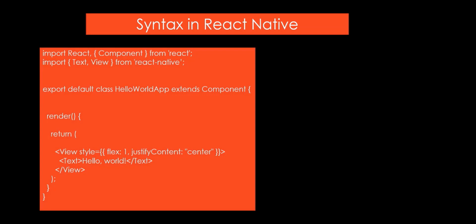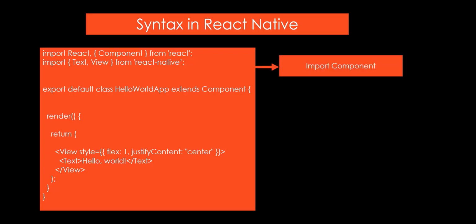Now let's see the syntax in React Native. Here I have written the hello world program. In the first two lines, I import React and Component from React, and import Text and View from React Native. I'm importing these things from the packages of React and React Native. For creating a class component, this is mandatory. We have to import Component, then extend our class with that Component. After that, export default class HelloWorldApp extends Component. Here I'm creating a class component.